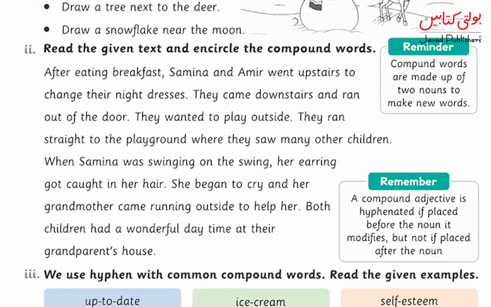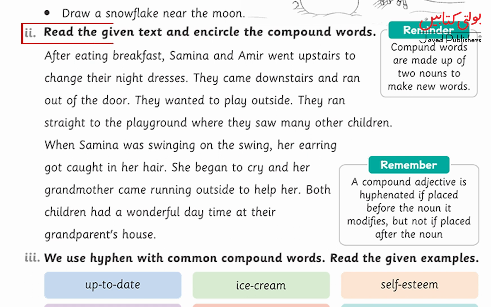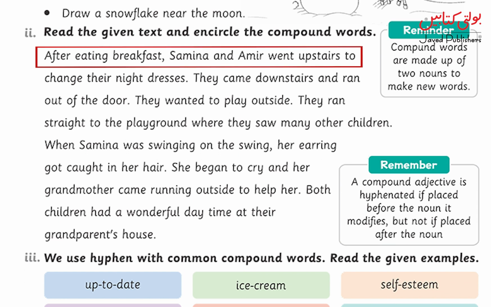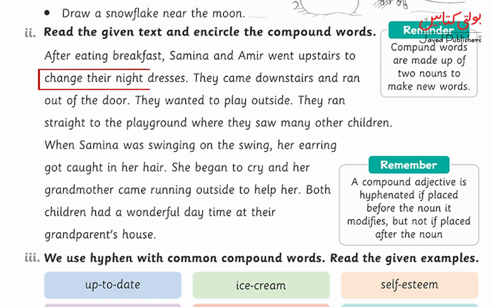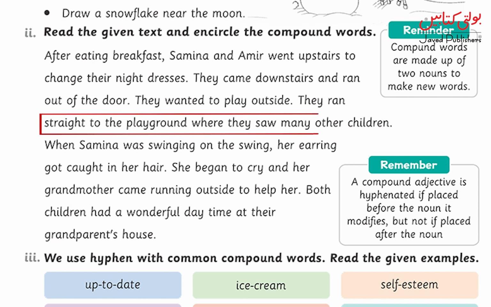Let's read the given text and circle the compound words. Compound words are made up of two nouns to make a new word. So let's find out compound words from here. After eating breakfast, Samina and Amir went upstairs to change their night dresses. They came downstairs and ran out of the door. They wanted to play outside. They ran straight to the playground where they saw many other children.